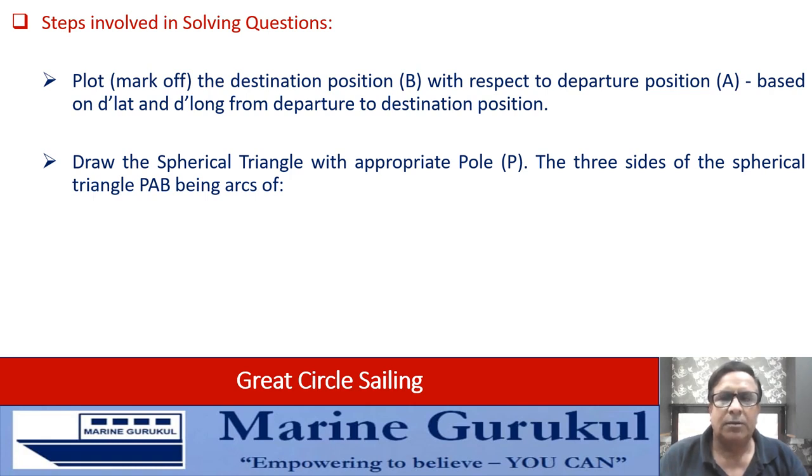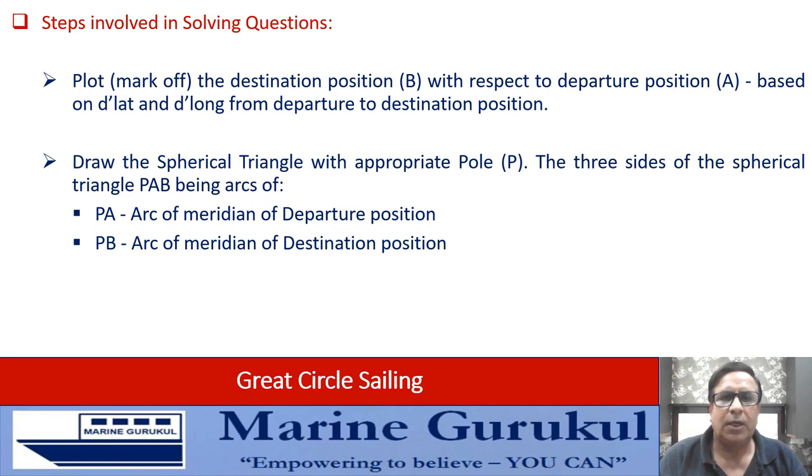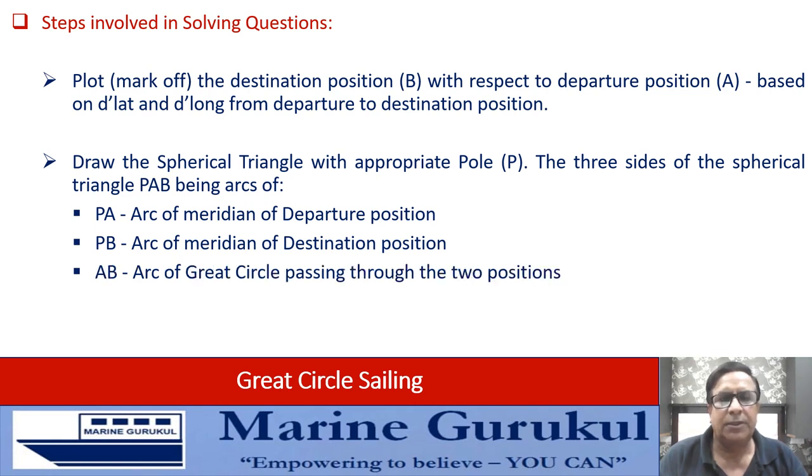Then we get a spherical triangle whose vertices are the pole, position A and position B, the PAB triangle. The three sides of the spherical triangle are PA, which is the arc of meridian of the departure position from pole to A; PB, the arc of meridian of the destination position from P to B; and AB, the arc of great circle track contained between A and B.